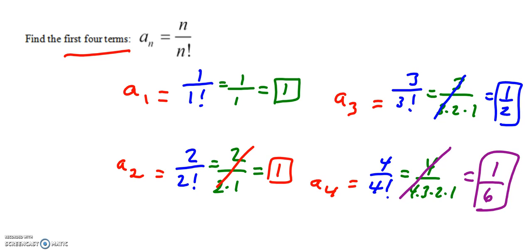All right, let's see if anyone got the same answers as me. A sub 1, my output was 1. A sub 2, my answer was also 1. A sub 3, my answer was 1/2. And A sub 4, my answer was 1/6.